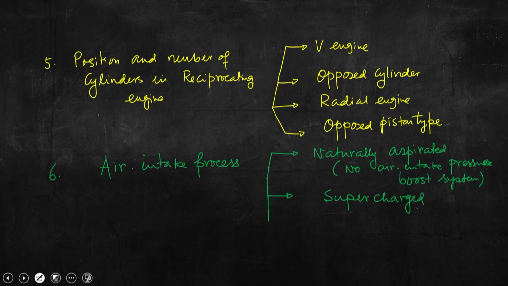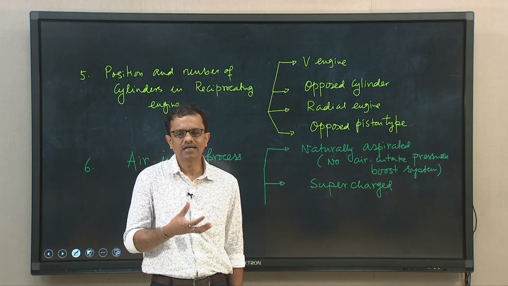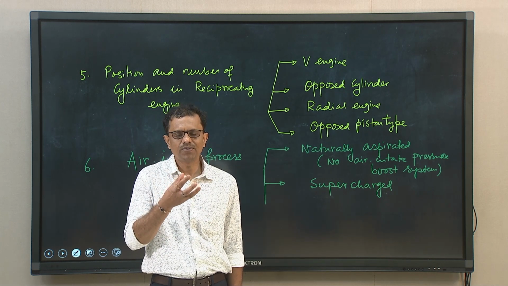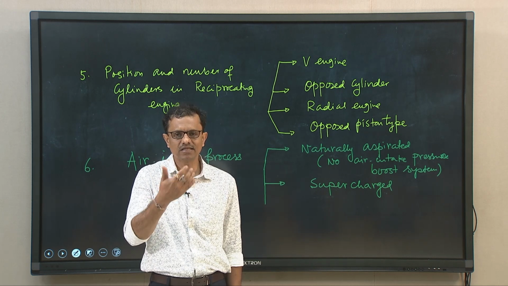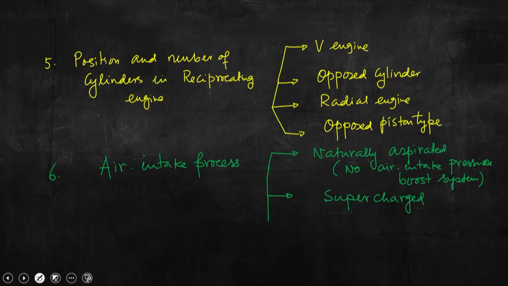Supercharged means that the movement of the piston from TDC to BDC is not sufficient to get the required amount of air for combustion. We need a special device, a small compressor, and that compressor will boost up or pressurize air to go into the combustion chamber. So, this is supercharged. There is also another subtype that is called turbocharged.